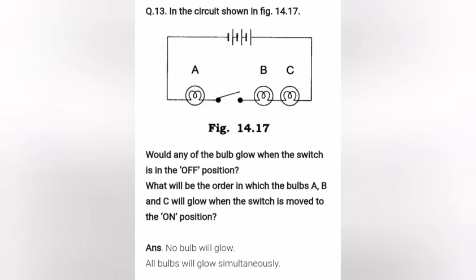The 13th question: in the circuit shown in figure 14.17, would any of the bulbs glow when the switch is in the off position? What will be the order in which bulbs A, B and C will glow when the switch is moved to the on position? No, the bulbs will not glow. The bulbs will always glow simultaneously.